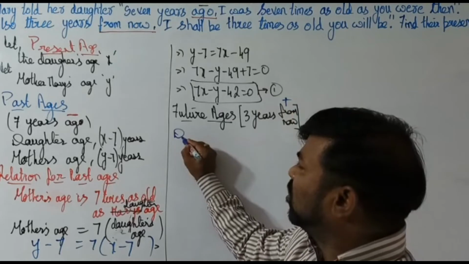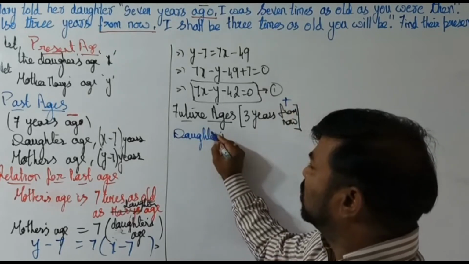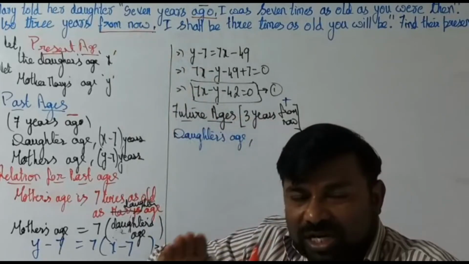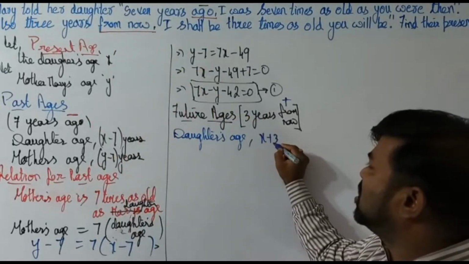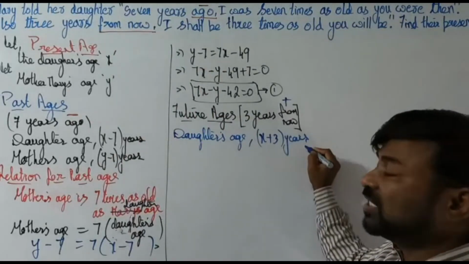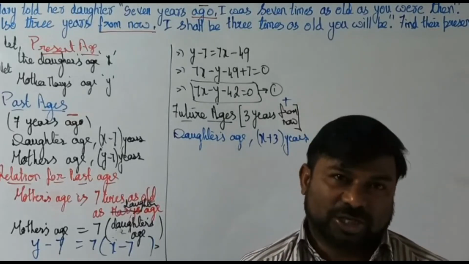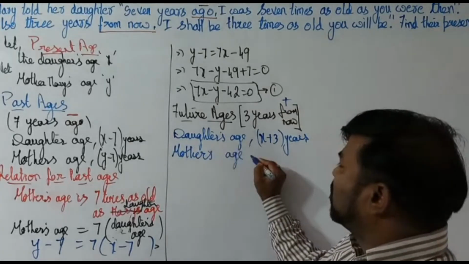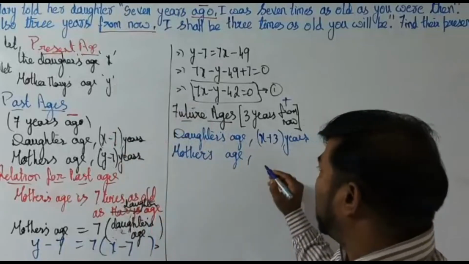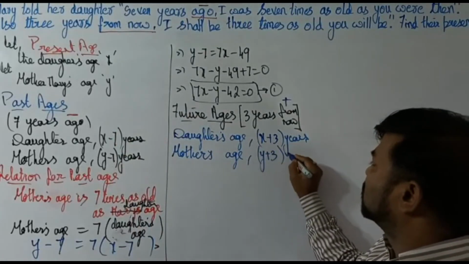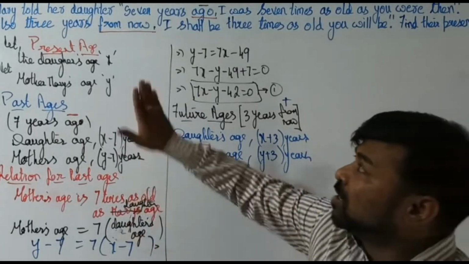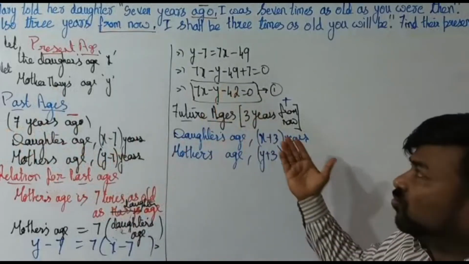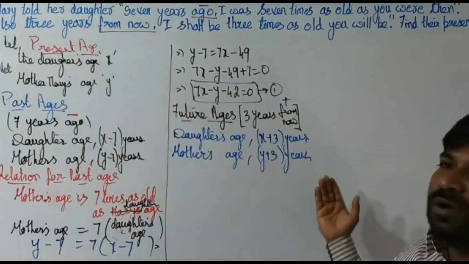Now, if you go straight for the daughter's age, 3 years from now, if the present age is x, the daughter's age from now is x plus 3 years. We always talk from the present age. Now, the mother's age from now. The present is y. 3 years from now, y plus 3 years. Hope you are able to understand. Past means minus, 7 years minus. Future, 3 years means if the present is x, then x plus 3 and y plus 3.